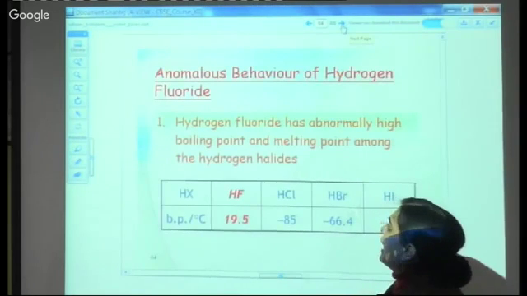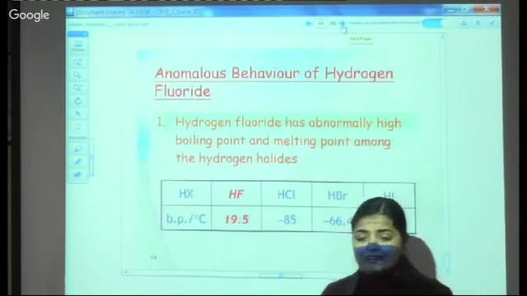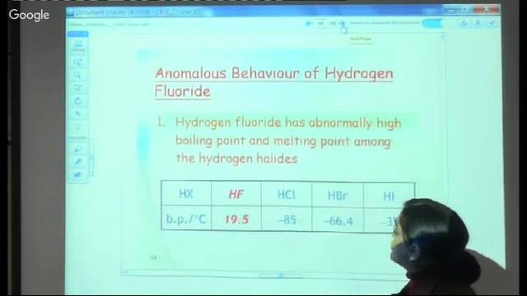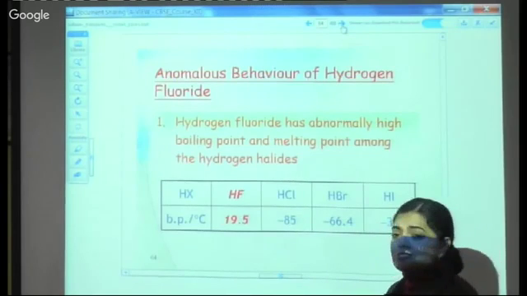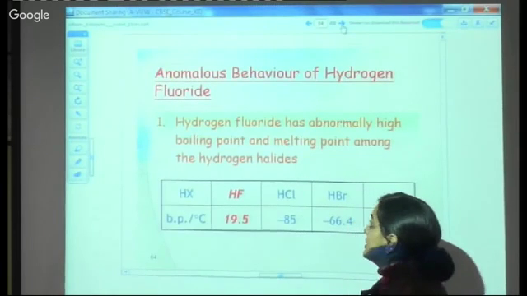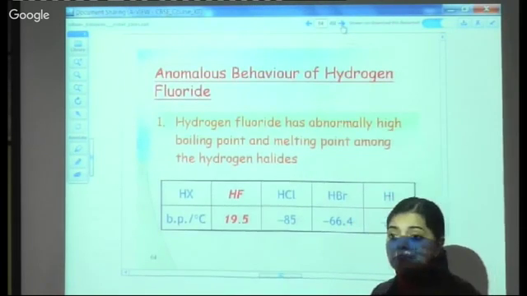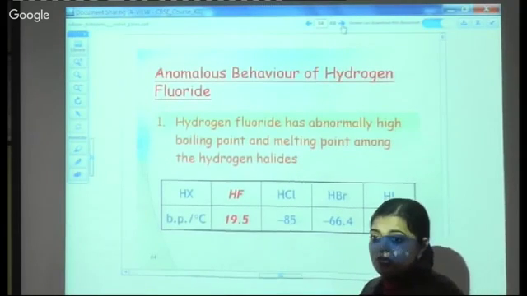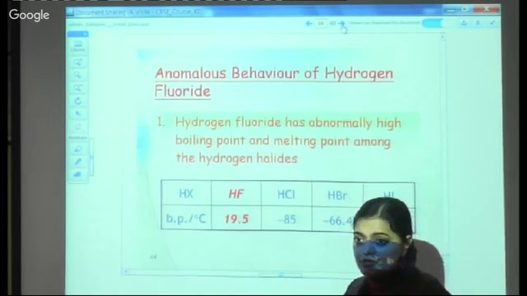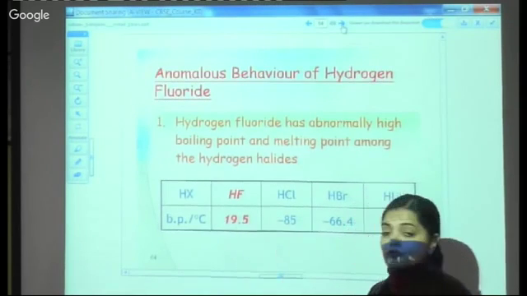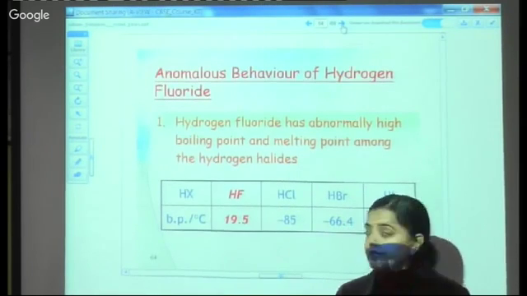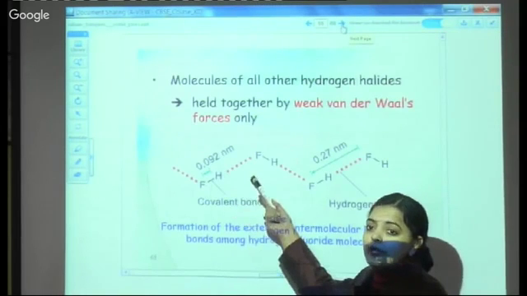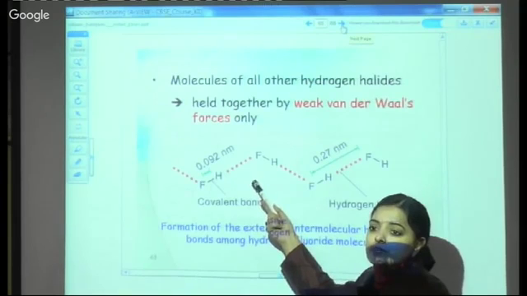Anomalous behavior of hydrogen fluoride. Now, hydrogen fluoride has a very anomalous behavior compared to the rest, HCl, HBr and HI. How is it so? Because it has the highest boiling point, and the melting point is also the highest among the group. Fine. However, the trend was different for the halogens. But hydrogen fluoride has the highest of all the boiling points. Next slide, please. Now, this is because of the hydrogen bonding taking place between them.